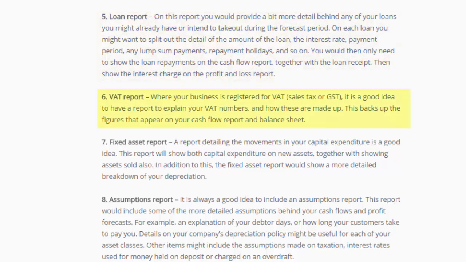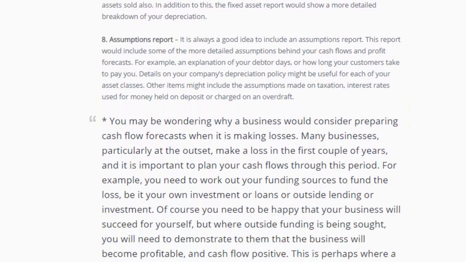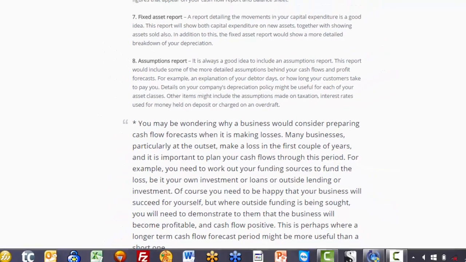Also, if you are registered for VAT, a VAT report is useful, which would back up any amounts being paid out of the cash flow. So if you pay your VAT quarterly, it would summarize the quarter's figures totaling up to the amount that gets paid and then hits your cash flow forecast. So it just gives you a bit more backup information, so that if anyone asks any questions about your cash flow and profit forecasts, you've got that information to hand.